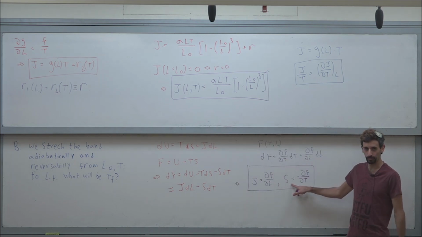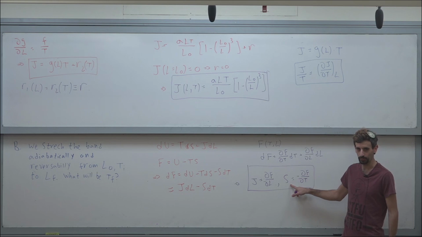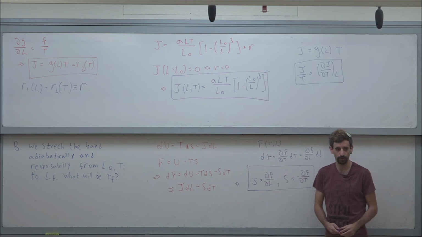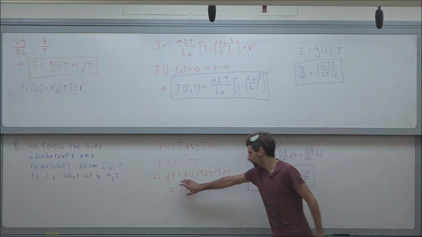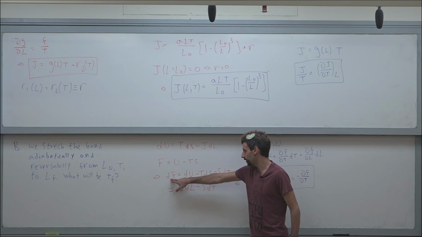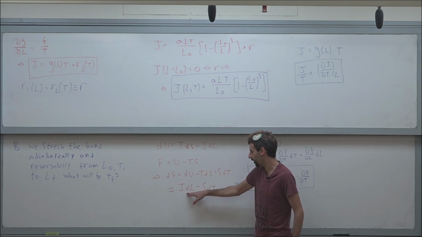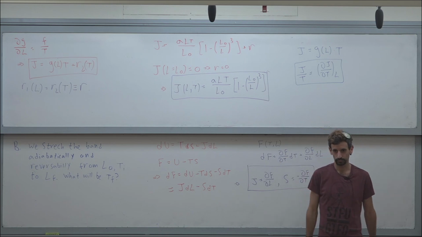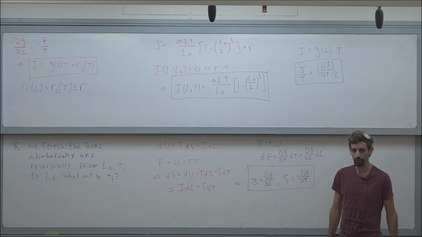Is it clear? Because it's important. If you have a question, it's a good time to ask. If we have something in full differential, we can always identify the coefficient as the derivative of the function with respect to this parameter, and the other as the derivative of the function with respect to the second parameter. This is just a mathematical definition.